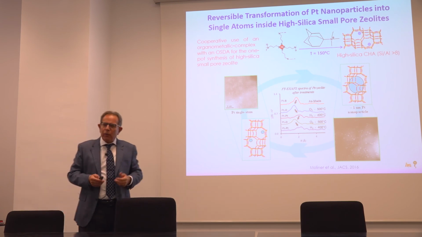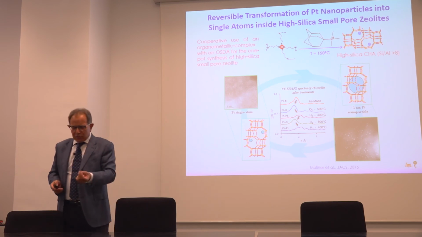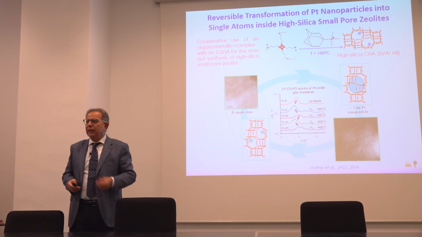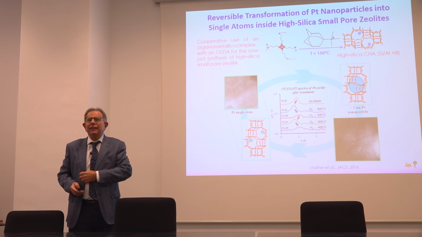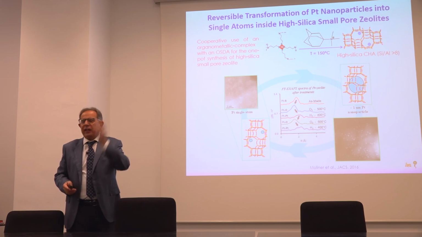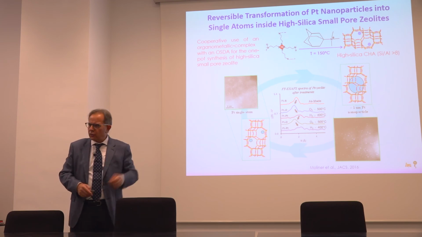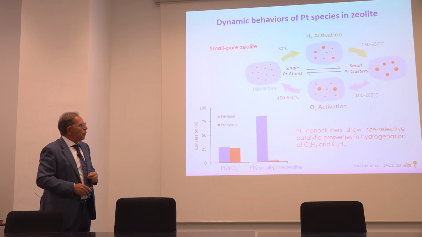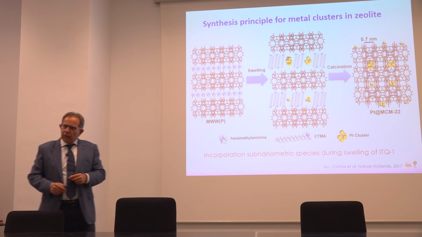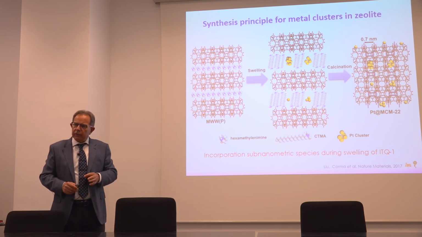Nevertheless, we wanted to obtain small nanoclusters, subnanometric nanoclusters, in different reaction conditions, even reducing in hydrogen at temperatures of 600. So we decided then to go into another direction.